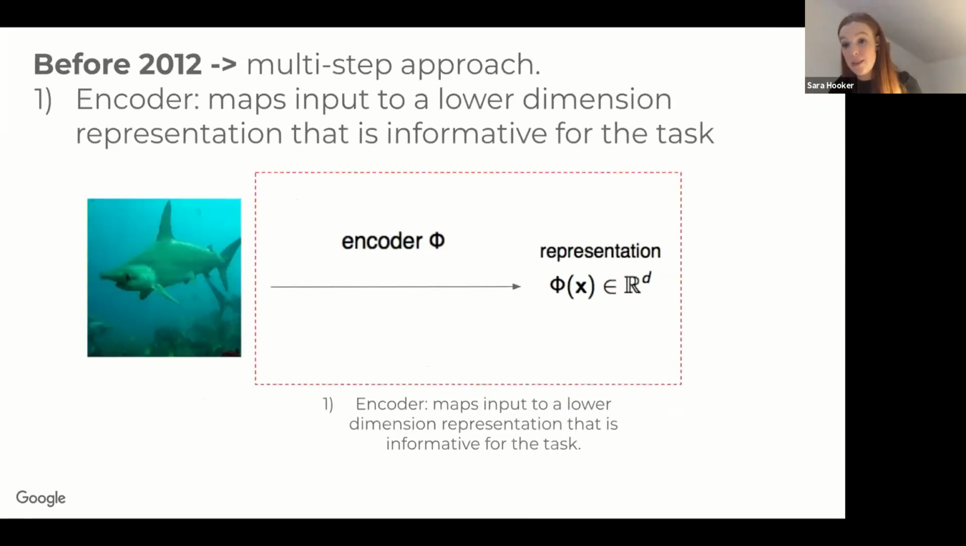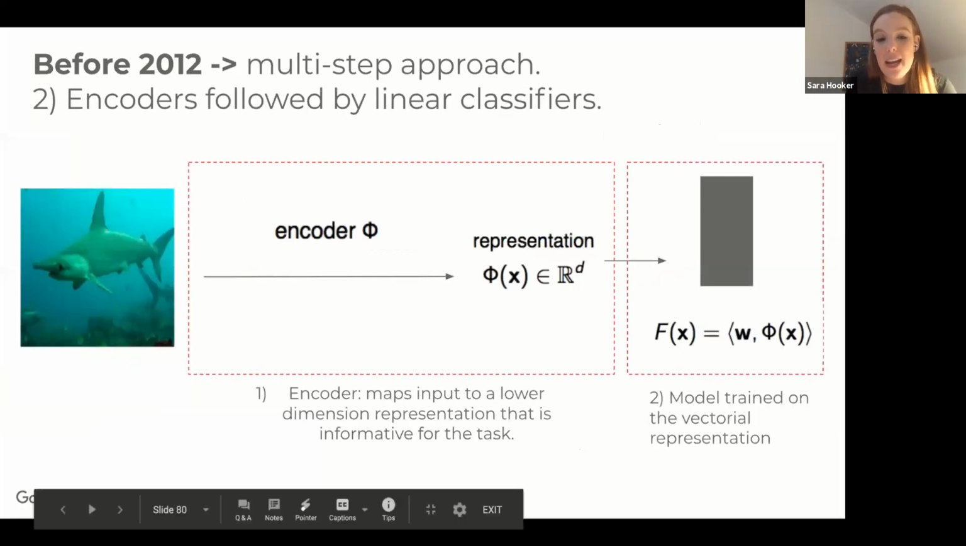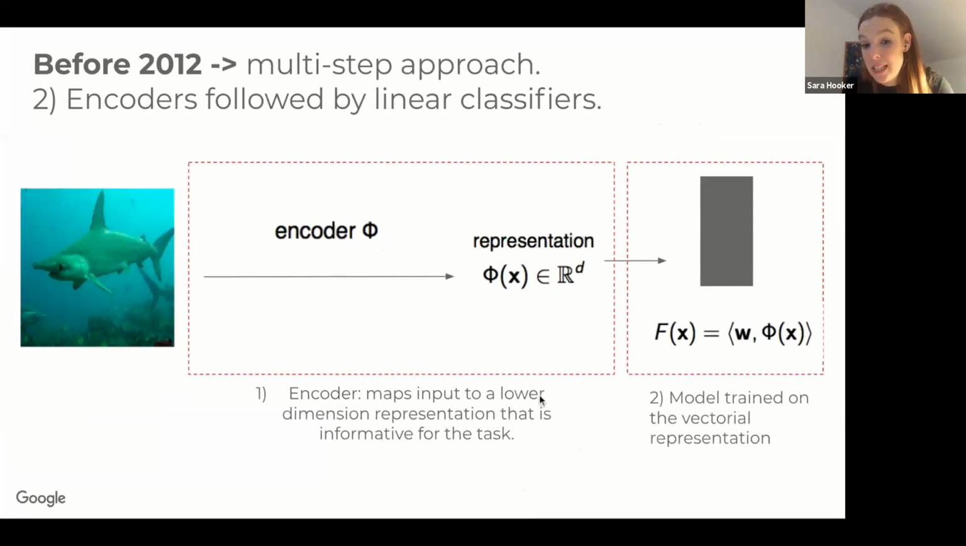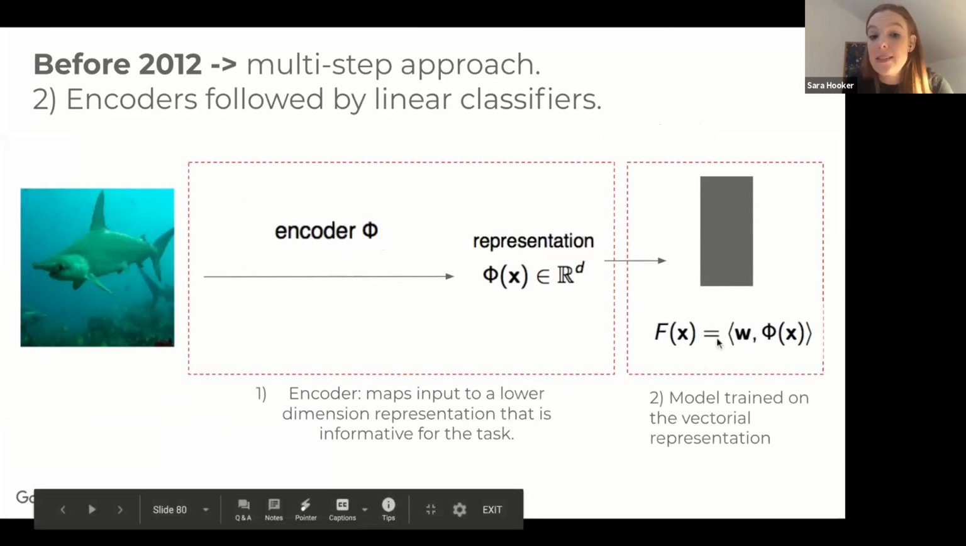And so before 2012, this was really a multi-step approach. Often you would have machine learning components, but they'd be handcrafted. And what I mean by that is that you would have things like an encoder, and I'll build out what I mean by encoder, which would learn a representation, and then you would have a linear model at the end.